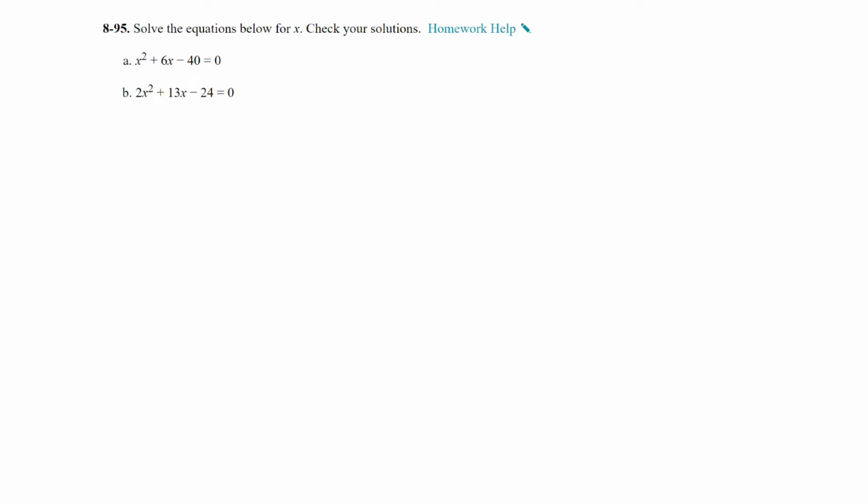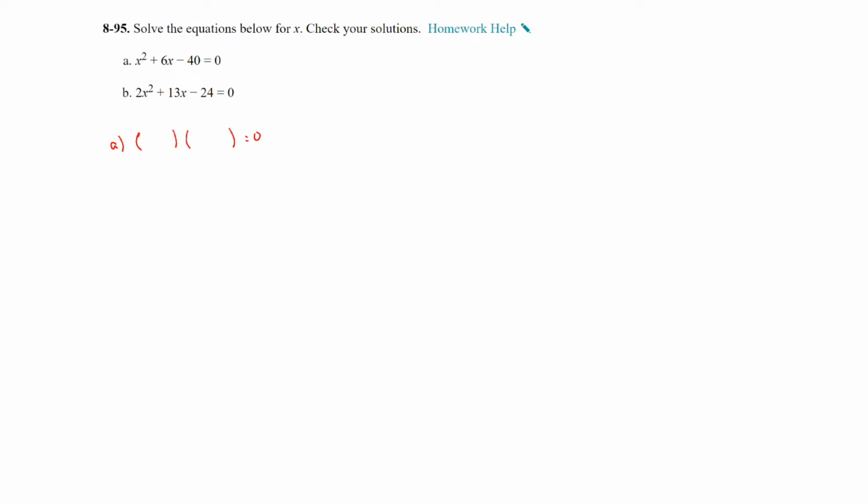Question 95. Solve the equations below for x and check your solutions. So we're looking at some quadratic equations, and we're solving for x. Once again, remember that's when y is 0, what is x? So those are our x-intercepts, our roots, and zeros. So looking at part A here, we want to be able to use the zero product property, so we need to factor.